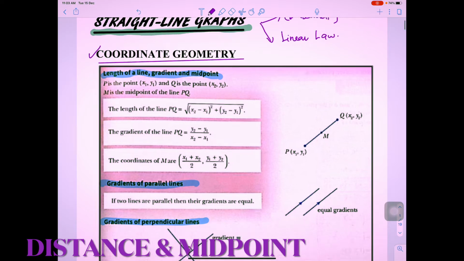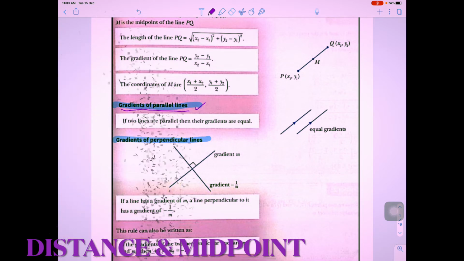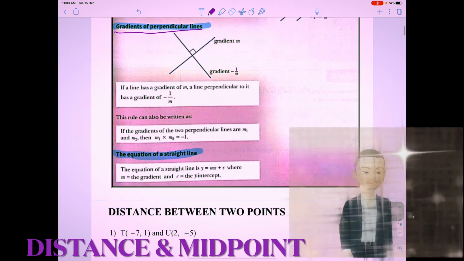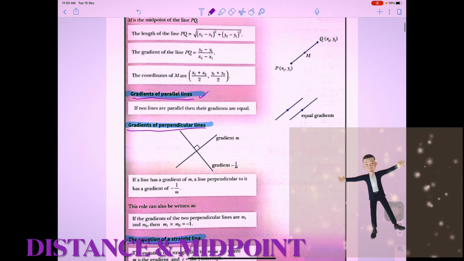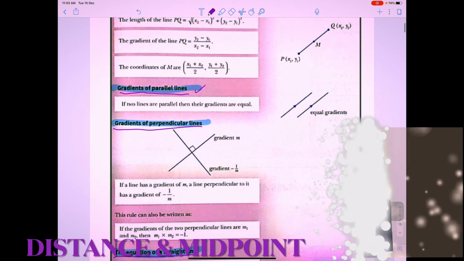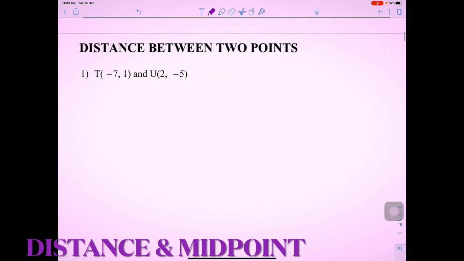Okay, actually this is the outline. The outline in coordinate geometry: length of line, gradient and midpoints, gradient of parallel lines, gradient of perpendicular lines, and the equation of a straight line, and so on. Okay, this is what we are going to learn after this using this video. And now let's discuss the distance between 2 points.